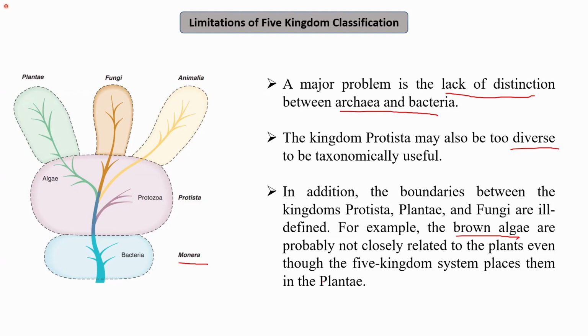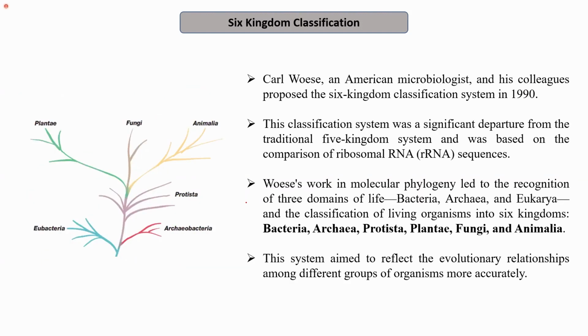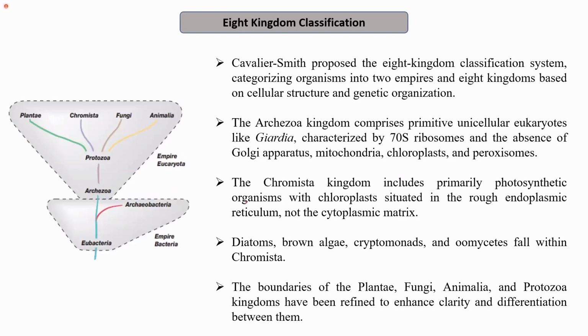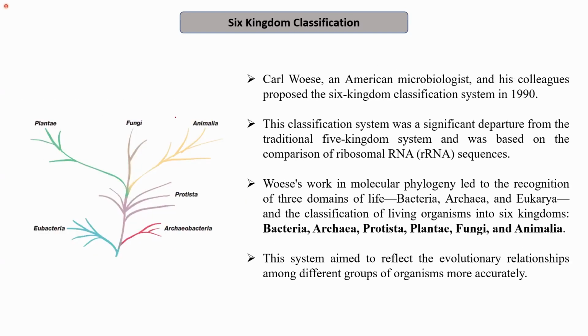After this, all the lectures will focus on the 5 kingdom classification only, but just for the sake of knowledge, about whatever advancement has taken place in the biological classification system, I will be telling you about the 6 kingdom classification and 8 kingdom classification as well. The 6 kingdom classification was put forward by Carl Woese. The 5 kingdom classification was put forward by R.H. Whittaker. Before that, we learned about the 3 kingdom classification and 2 kingdom classification.